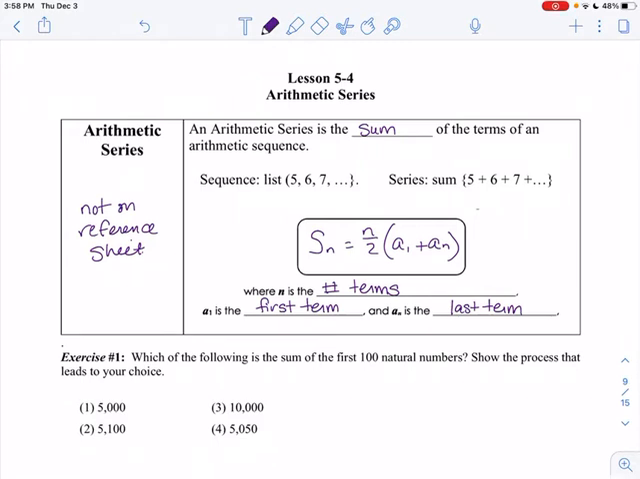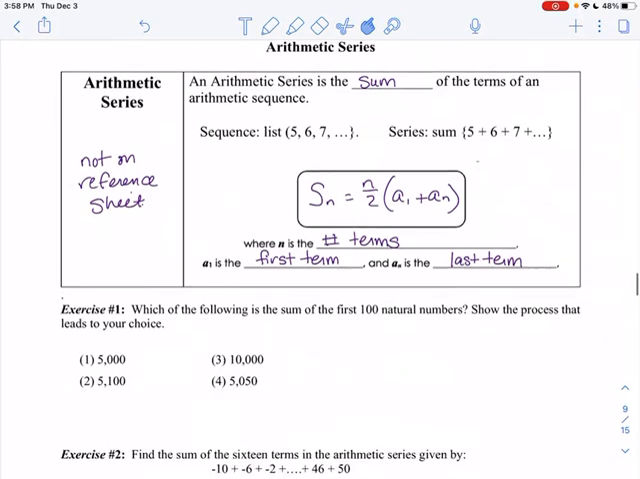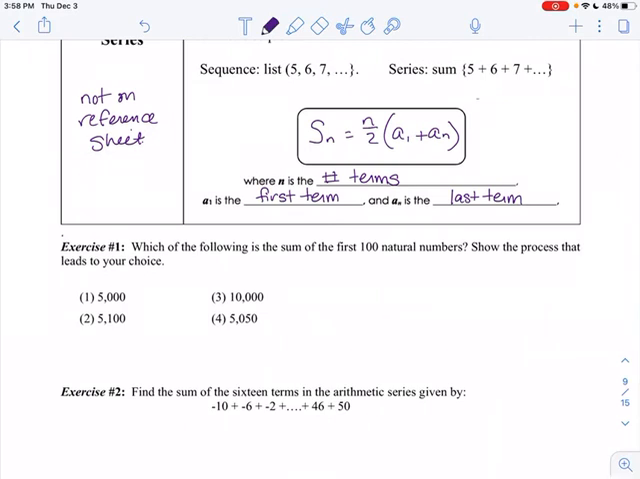Exercise 1. Which of the following is the sum of the first 100 natural numbers? Show the process that leads to your choice. All right, so let's write down, I'm going to use the formula S sub 100 because I'm adding up the first 100 natural numbers. n, which is 100 because there's 100 terms, divided by 2. The first term, which is 1, and the last term, which is 100. My natural numbers are my counting numbers. They start with 1, and in this case, I'm just adding up the first 100 numbers. So 100 divided by 2 is 50, and 1 plus 100 is 101, and 50 times 101 is 5,050.